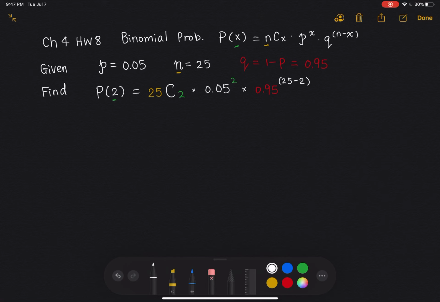Now I already showed you how to use a calculator to enter all these numbers in question number 5. Okay, so I expect you to be able to use a calculator, and I can tell you the answer. If you enter everything correctly, you should get approximately, and you have to round it, right? 0.2305, and that's a probability.